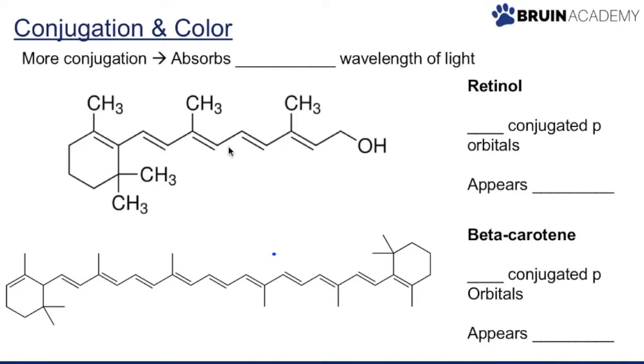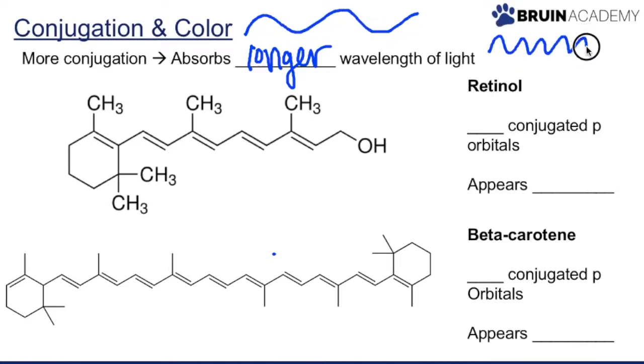So as we talked about, more conjugation absorbs basically a longer wavelength of light. And we know this basically because it looks more like this, as opposed to something with a much higher frequency, a much higher energy, and a much shorter wavelength. So more conjugation, longer wavelength of light, lower energy.